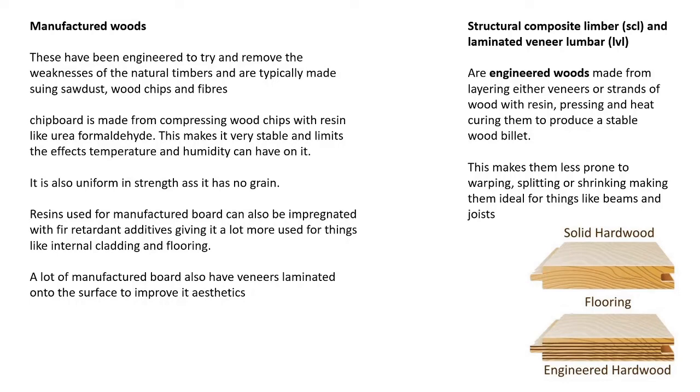So you do also have something called engineered wood. So these are structural composite timbers and laminated veneer lumber. They're made from either layering veneer or strands of wood and resin, pressing and heat curing them to produce a stable wooden billet. A billet would just be the blank material that you have. This makes them less prone to warping, splitting, or shrinking, making them ideal for beams and joists because they are incredibly strong.